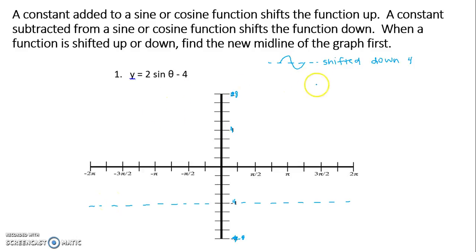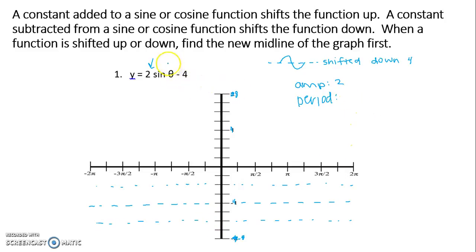From there, I'm going to do just like I did on previous graphs. I'm going to find my amplitude and my period. If you remember, your amplitude is basically whatever number's in front of your sine or cosine function. In this case, it's 2. Before I go any further, I'm going to draw those lines a little bit lighter. From my midline, my highest point is 2 above that, and my lowest point is 2 below that.